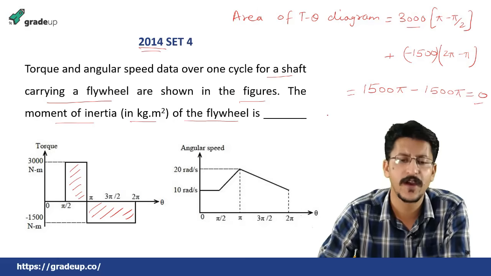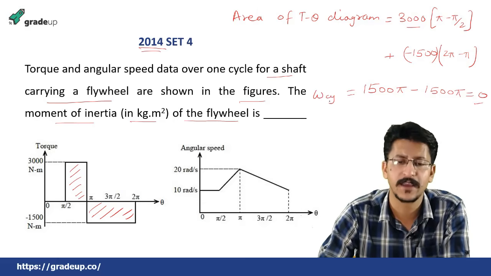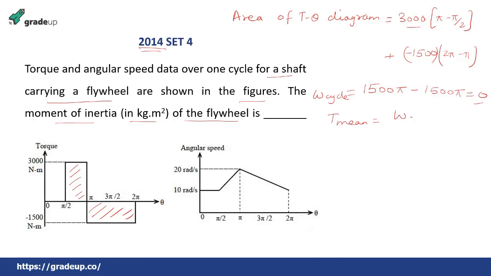Then you need to find, this is basically the work cycle. Then you need to find out T mean. T mean is equal to work cycle upon the total duration of the cycle, which is 2 pi in this case, so this is 0. Okay, so this you get as 0 first of all. Then you need to find out omega minimum. Omega minimum you can see from here, this is equal to 10 radian per second. Okay, then omega maximum equal to 20 radians per second.